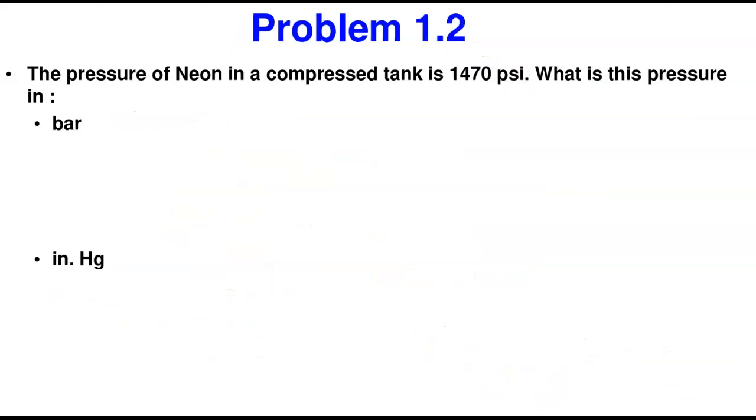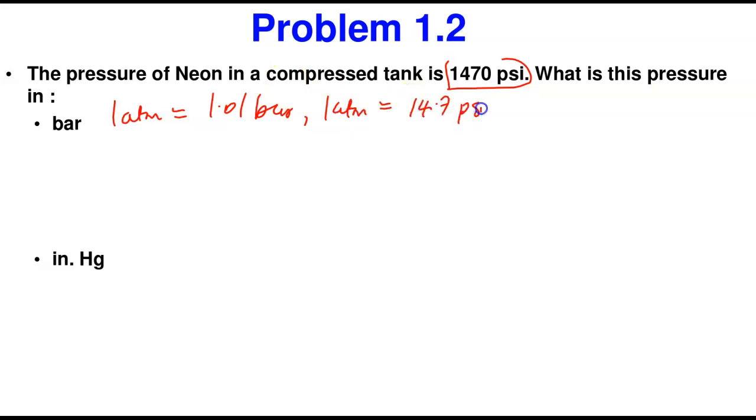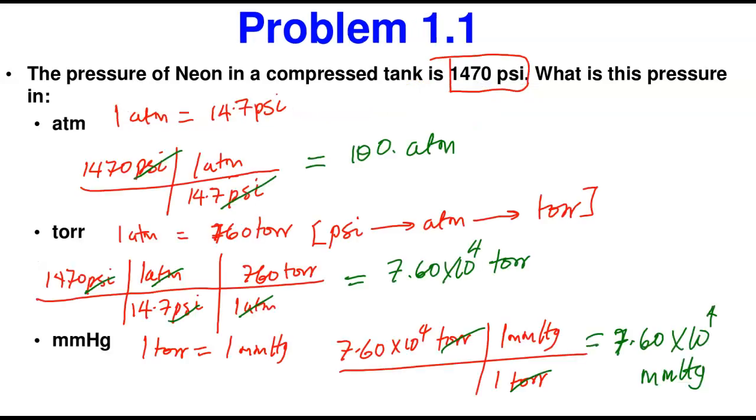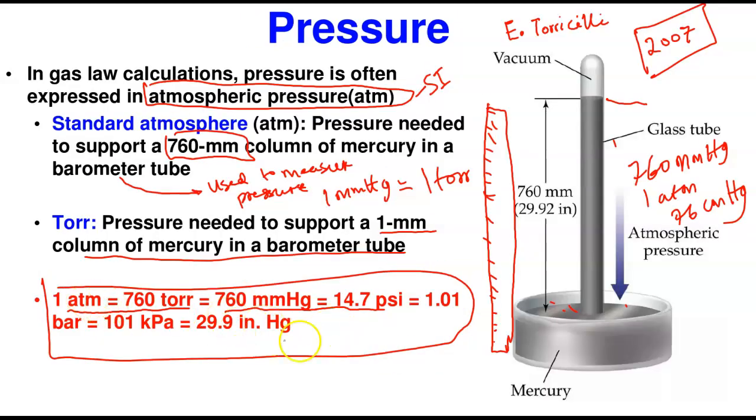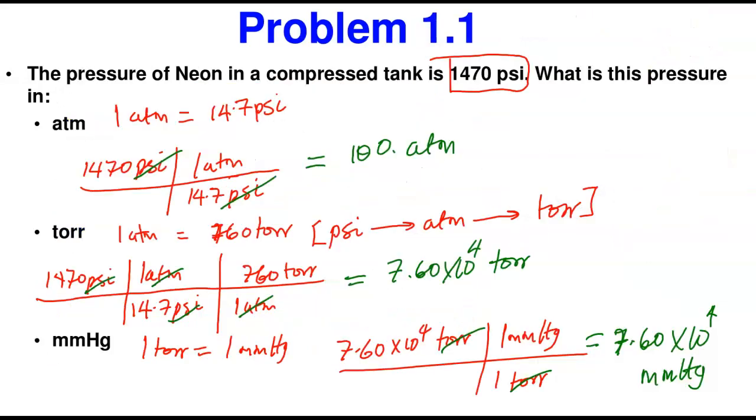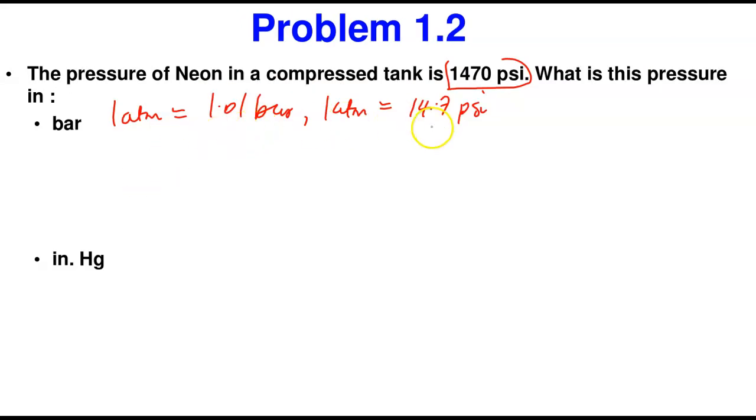We go to the next problem, which is also a continuation of the problem we're doing. That is why I gave it 1.2. It says the pressure of neon in a compressed tank is 14.7 psi as usual. What is the pressure in bar? Now, what's the relationship between bar? We just know 1 atm is equivalent to 1.01 bar. And of course, we already know that 1 atm is equal to 14.7 psi. So I want to make it a 2 conversion again. Remember again, 1 atm is equivalent to 1.01 bar. I'm going to convert it to atm and then I take it to bar.